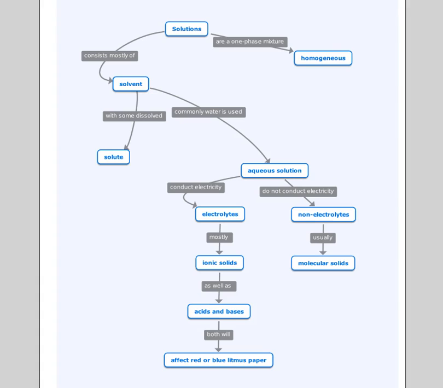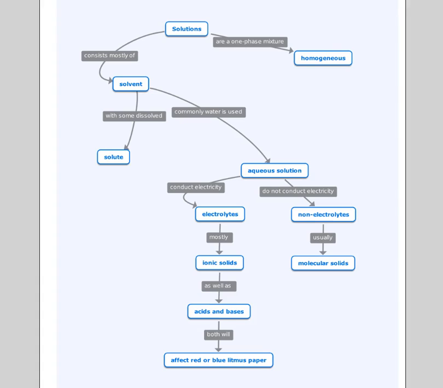The main component in a solution is the solvent, so they consist mostly of solvent. There will be some dissolved solute. There are different types of solute-solvent combinations I haven't included here. Gases can dissolve in gases, gases can dissolve in liquids. Commonly, solids dissolving in liquids is what we usually think of as a solution. And in that case, when water is commonly used as the solvent, we would call that an aqueous solution.